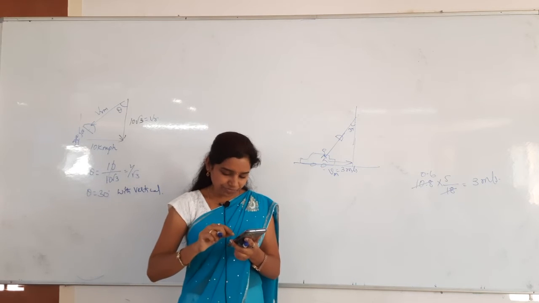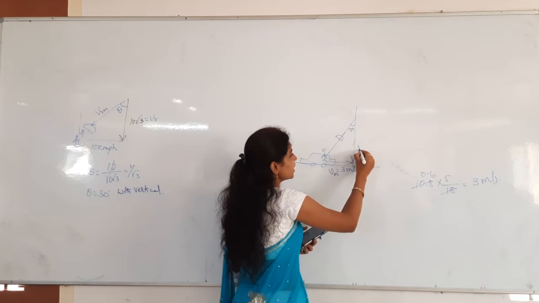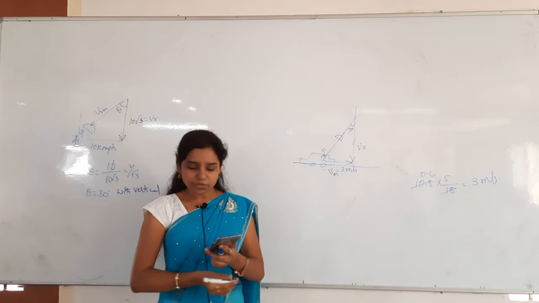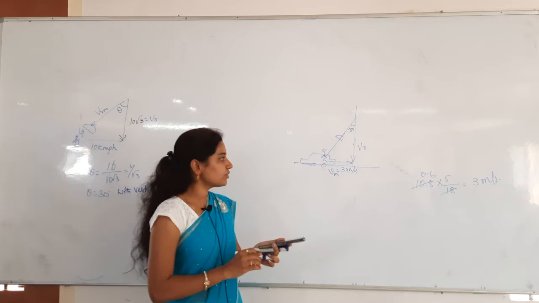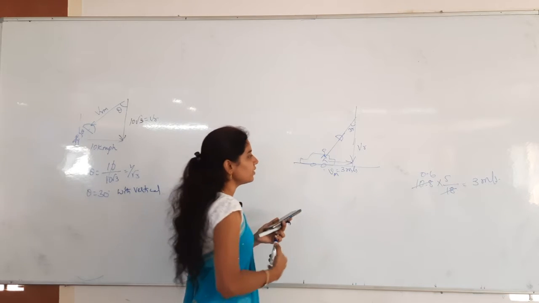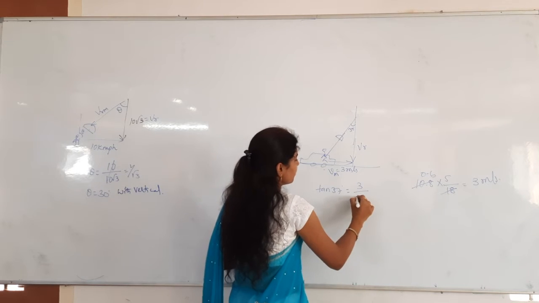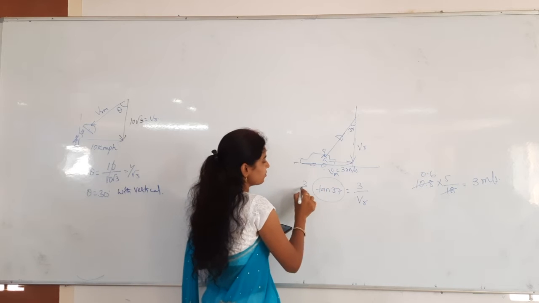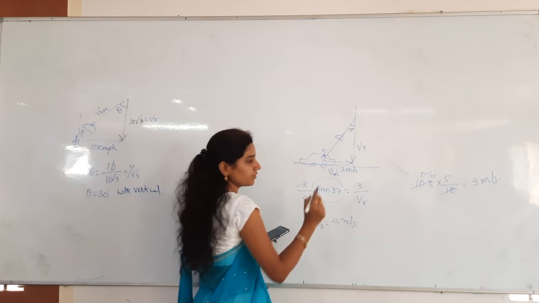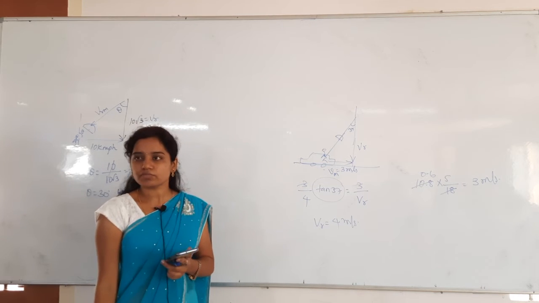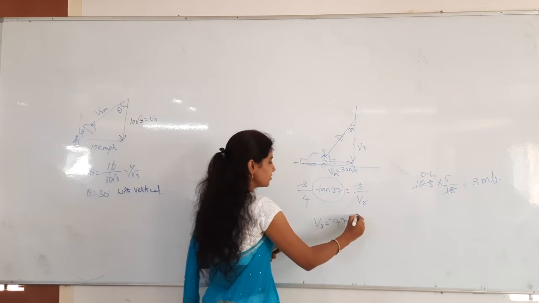What do you have to find out? If the raindrops are falling vertically, what is the velocity of the rain, and in which direction? Vertically downward. You have to find out the VR value only. How can you find it? Tan 37 is equal to opposite by adjacent. So what can I write? Tan 37 is equal to opposite, which is 3, divided by VR. The tan 37 value is 3 by 4. The 3 gets cancelled. VR is equal to 4 meters per second. In which direction is the rain falling? Vertically downward, so you can put minus j cap.